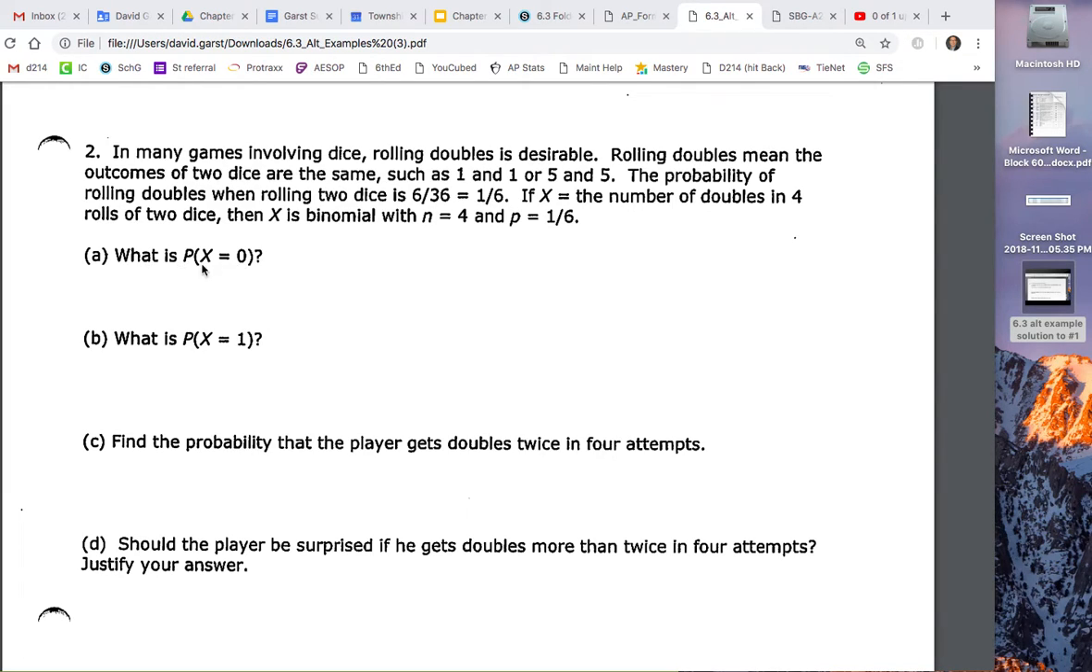What is the probability of x equaling 0? And what is x? X is the number of doubles in 4 rolls. So we're saying what's the probability of not getting any doubles in 4 rolls of dice? When you read the problem, you should recognize that, and this is true for all binomial situations, this is going to be a big tree diagram kind of problem. And so I'm going to show you what the tree diagram would be for 4 rolls of the dice.